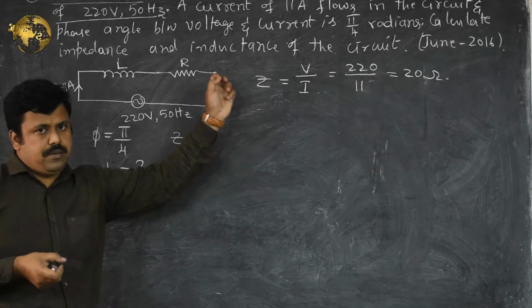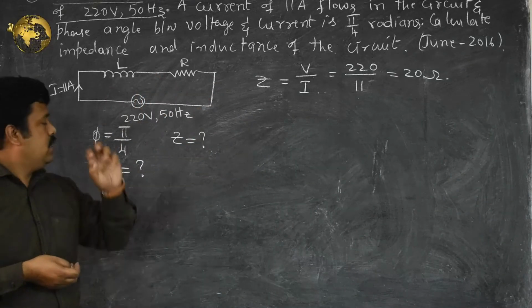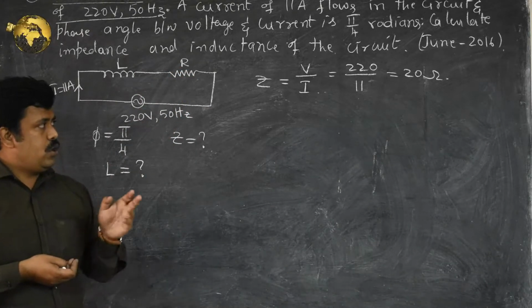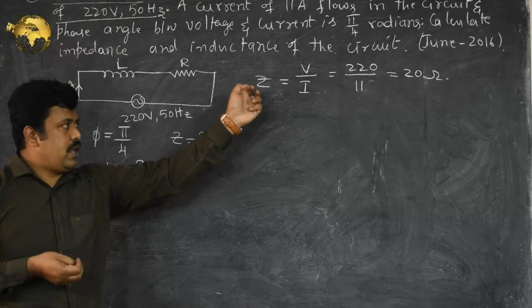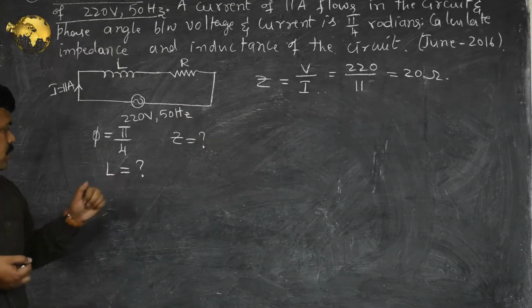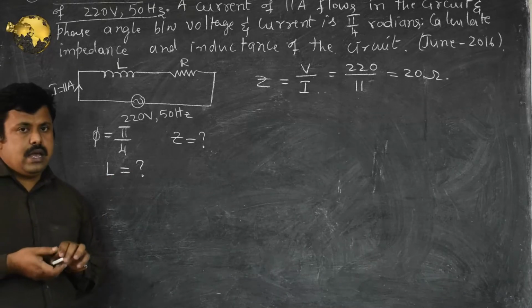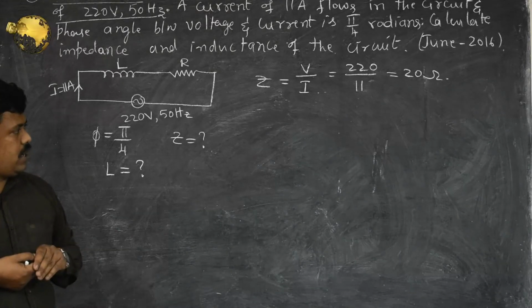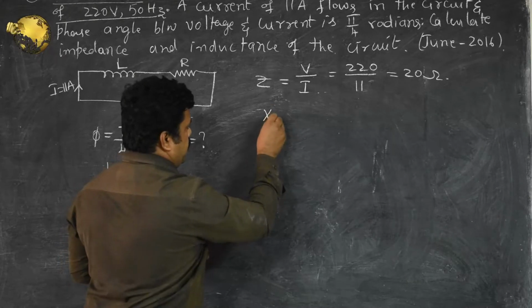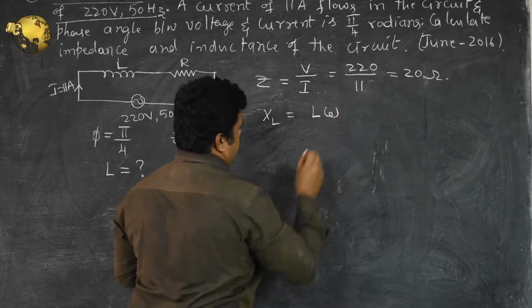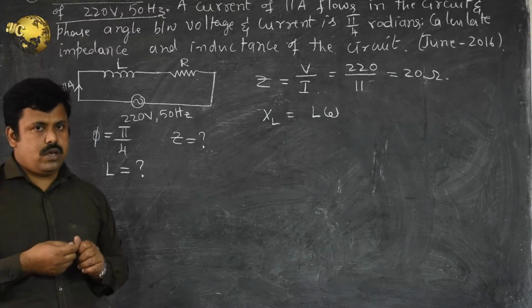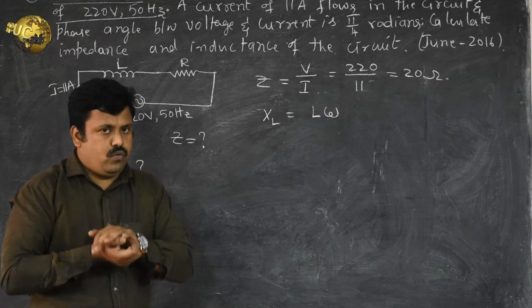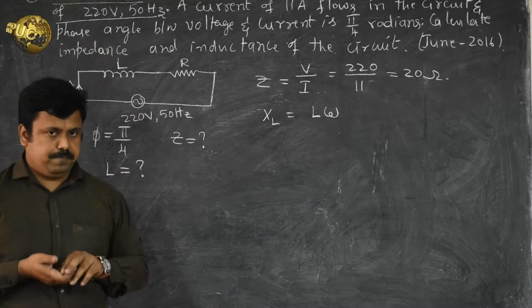So Z is the impedance. Impedance is the resistance in the circuit, that is, series inductance and resistance, an LR circuit. We got the impedance as 20 ohm. Let's find out L, the inductance. Generally the formula is XL is equal to L omega. We don't know XL here, we know the omega value. Let's try to find out XL.